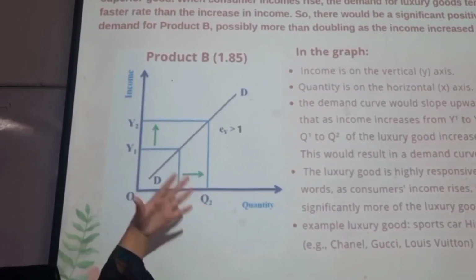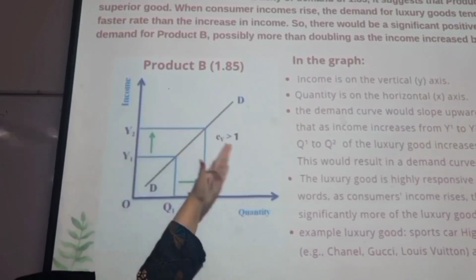So the demand curve looks down from left to the right. As a consumer, when our income is raised, we are willing to purchase more high quality or expensive items such as luxury goods. So what are luxury goods? Luxury goods are sporty, high class and high design items such as Chanel, Gucci or Louis Vuitton and others. So that's why product B is determined as an elastic income elasticity.